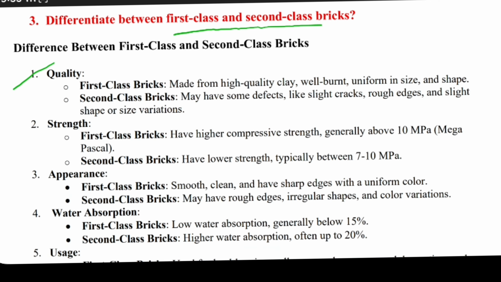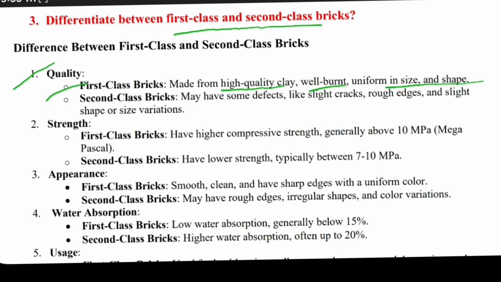What is the quality-wise difference between first class bricks and second class bricks? How are you going to differentiate? Coming to a first class brick, if you look at the quality, the name itself indicates it is high quality. It is made up of high quality clay, is well burned, and has uniform size and shape.